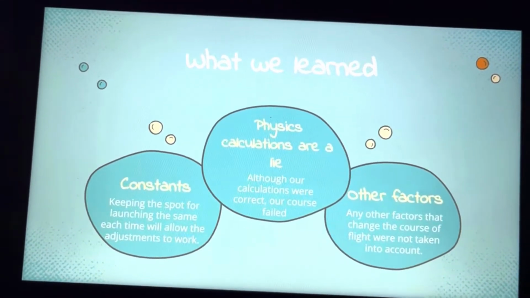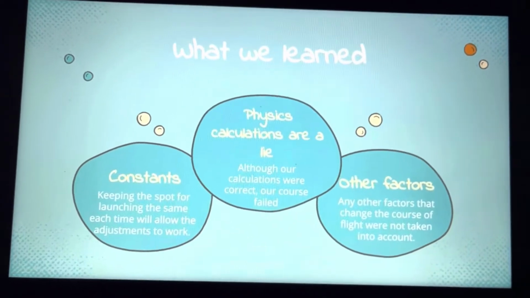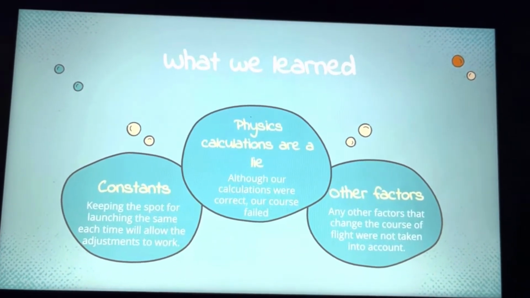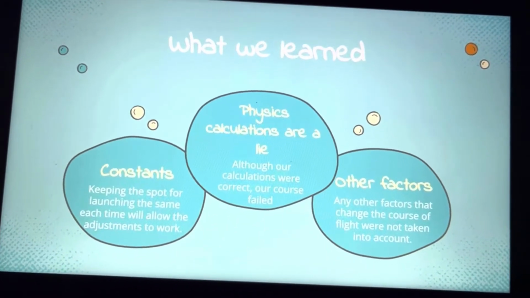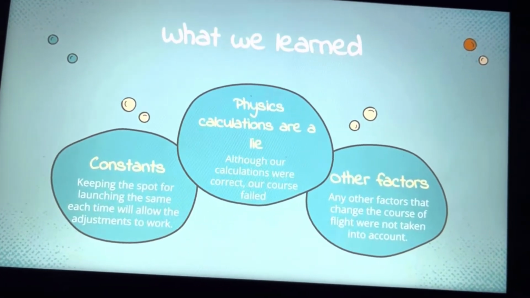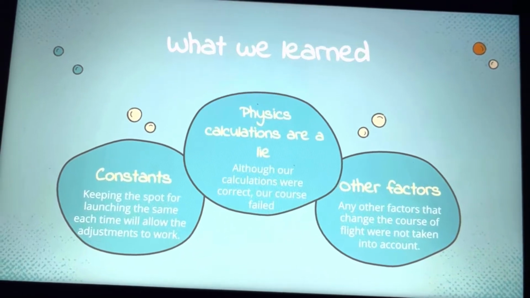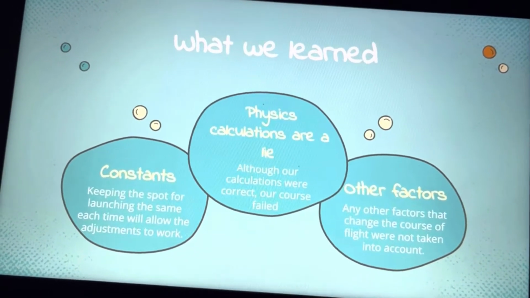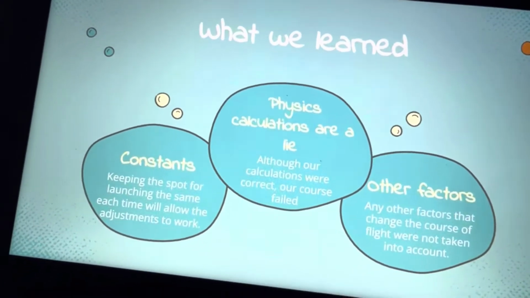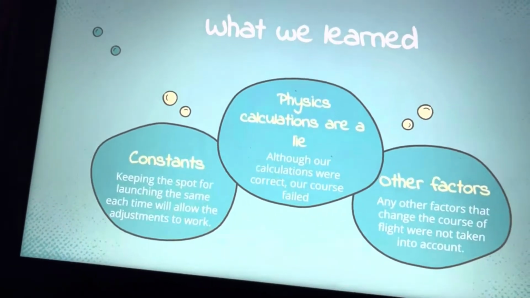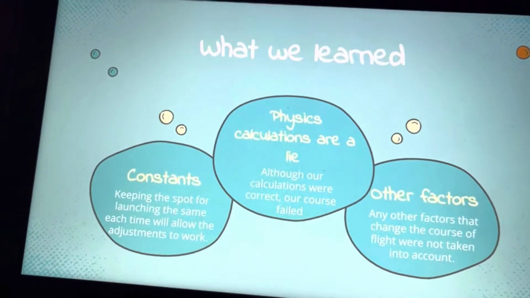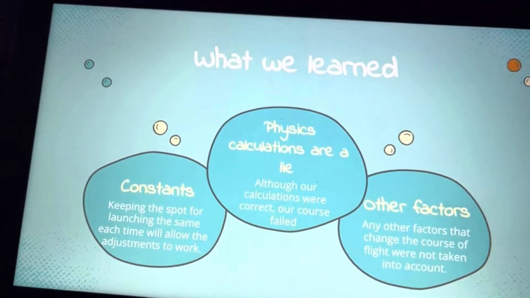The physics. What we learned for the constants was keeping the spot for launching the same each time will allow the adjustments to work. Our physics calculations did not work. Although we were correct with our calculations, our course ultimately failed. And any other factors that changed the course of flight were not taken into account in this lab.